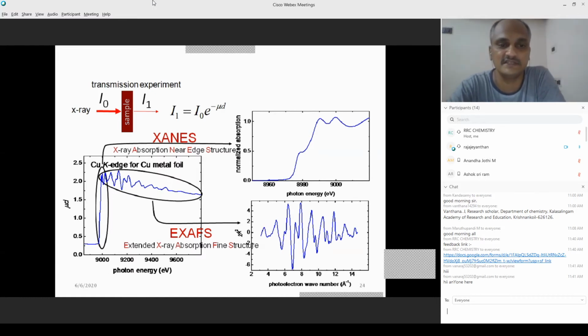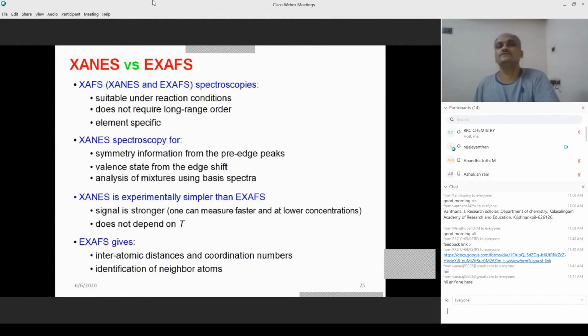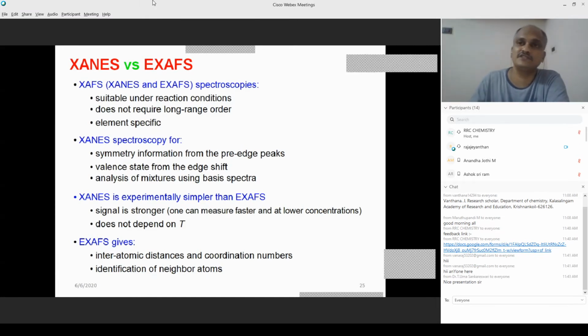But in the case of XANES, it is very easy to interpret because no photoelectrons are emitted and the atoms remain neutral. Okay, so we are using a transmission technique here for determining both the XANES and the XAFS spectrum. And comparing the XANES and the XAFS spectra, what information can you get? Both are synchrotron techniques. Both are using X-rays, and XANES we can use in situ, right?